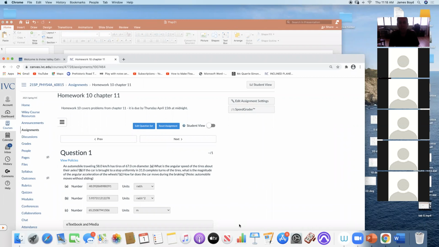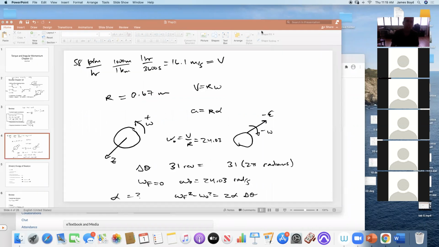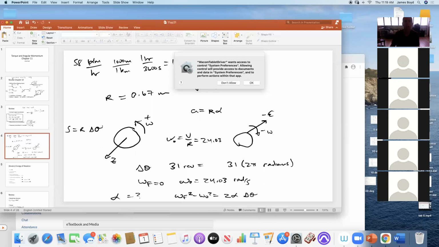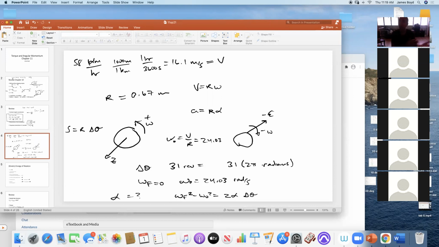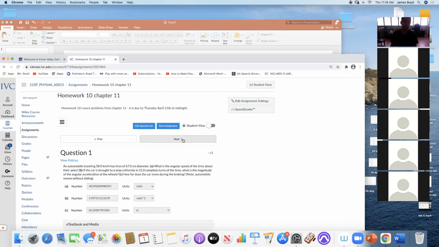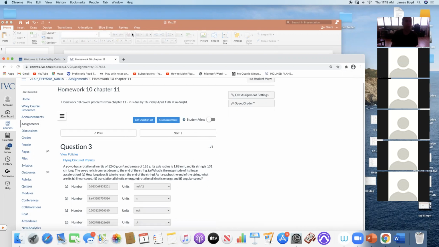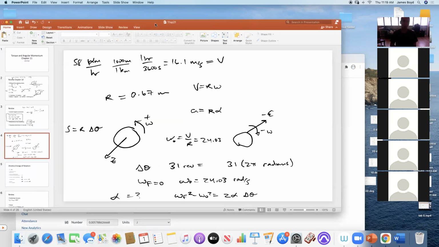And then how far does the car move? That is just using S, how far, is R delta theta. So once I know R and delta theta, which I do, 31 times 2 pi rads, I can figure out how far it traveled. Hopefully that makes sense to you. So this first question should make sure you guys understand that. This second question I'll come back to. So, okay, just make sure you understand uniform circular motion variables, rotational variables, and how they're related to translation variables.